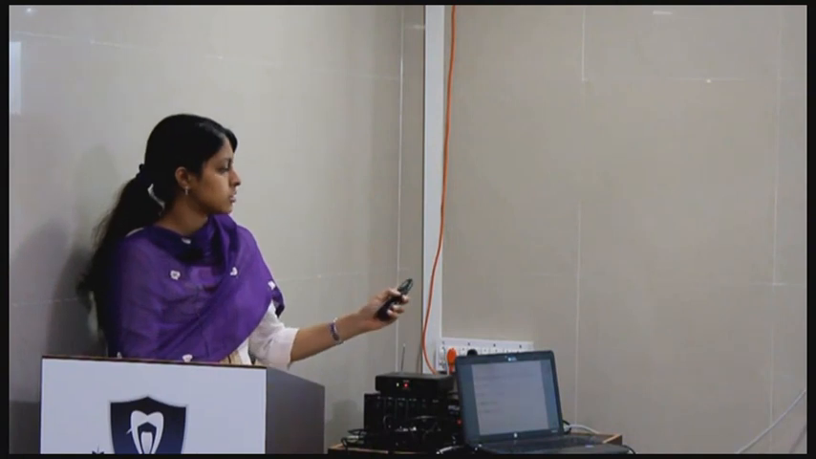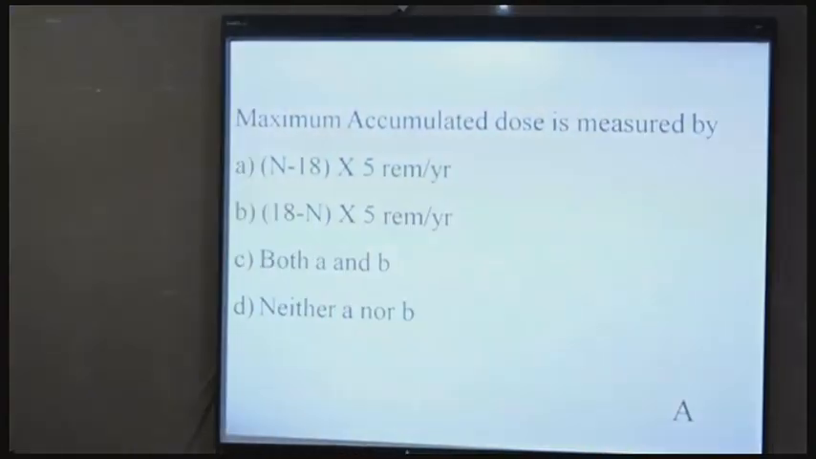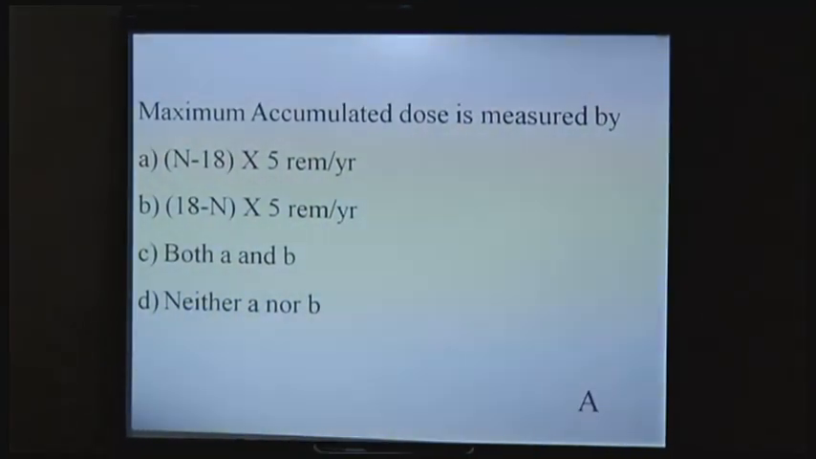So the formula is, no idea? N minus 18 into 5 rem per year. N is a value that you have measured from the badge. That will be N. You are calculating using this formula to find out the normal value.